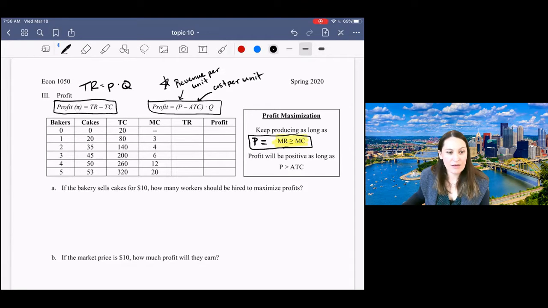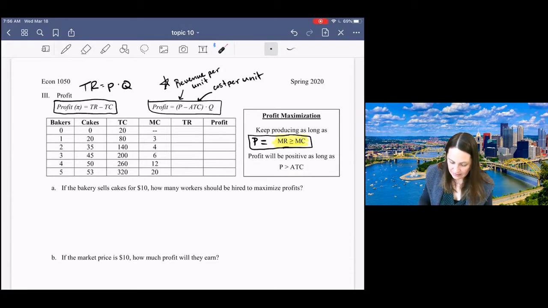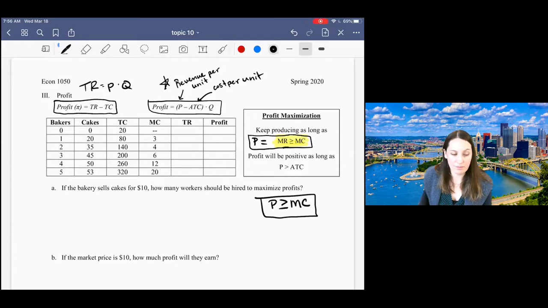All right, so now let's return to our example here. We've got our numbers in the table. If the bakery sells cakes for $10 each, how many workers should they hire to maximize their profits? Okay, so I just told you this decision rule here. We would like to produce as long as price is greater than or equal to marginal cost. And that's going to get us to the highest profit point.